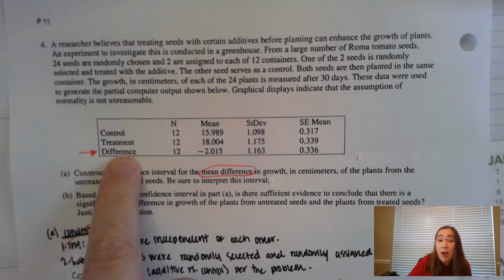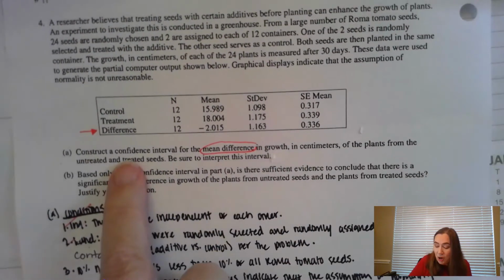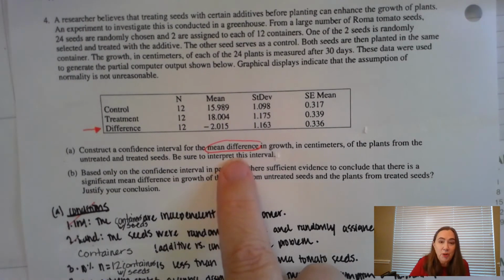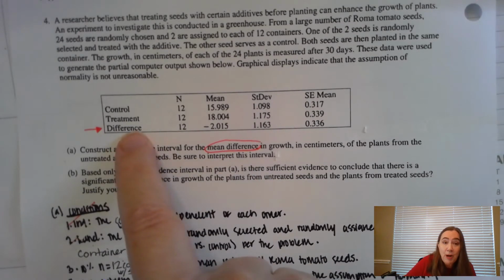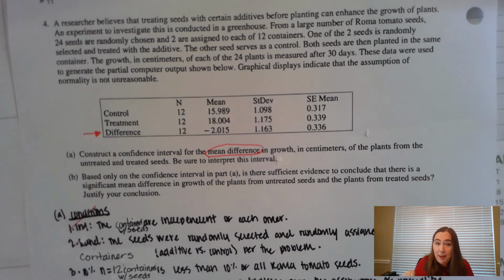If we did this on the calculator, that would be the information stored in L3, L2 minus L1. And it's all about L3 in a matched pair experiment. So we're going to construct a confidence interval. Here is the next clue: it's asking for an interval for the mean difference. So again, we know it's matched pair and we only are concerned with the difference here. So let's take a look.